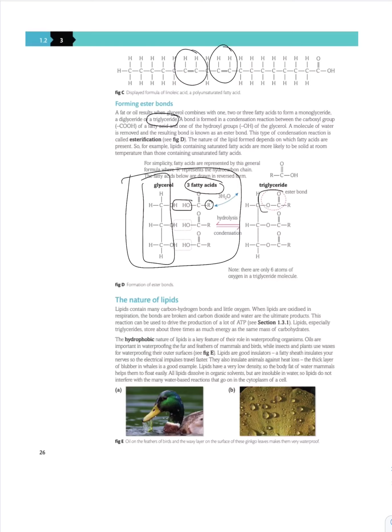This is the ester bond that I've showed you. Sometimes they can ask you to draw it and then point out where the ester bond is. Right, the nature of lipids.